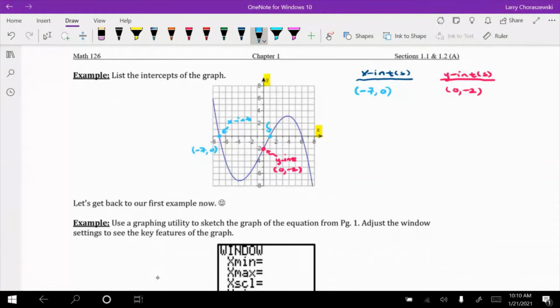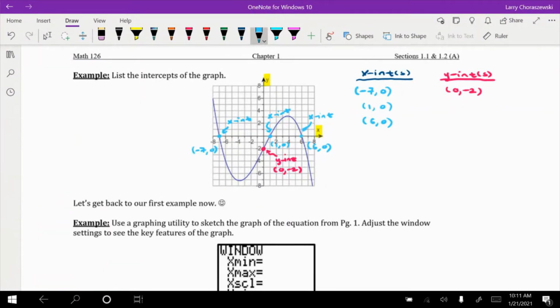Anybody want to offer the ordered pair of that point? (1, 0), got it. And our third and final X-intercept, (6, 0), you got it. Not too difficult, right? Just look to see where the graph is crossing either axis, and depending on which axis it is, it's either going to be an X-intercept or a Y-intercept, and just label the points, write them out, and that's really how you do a problem like this.